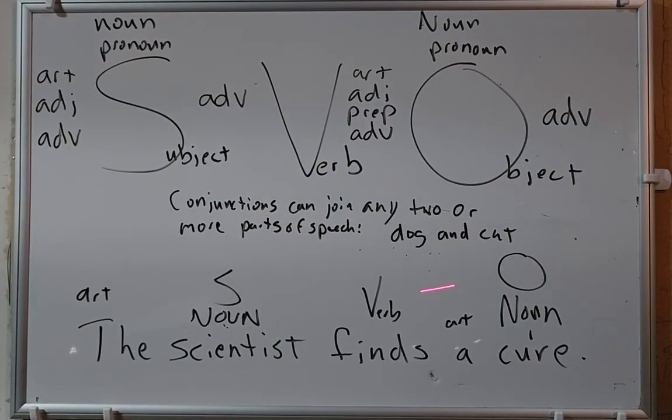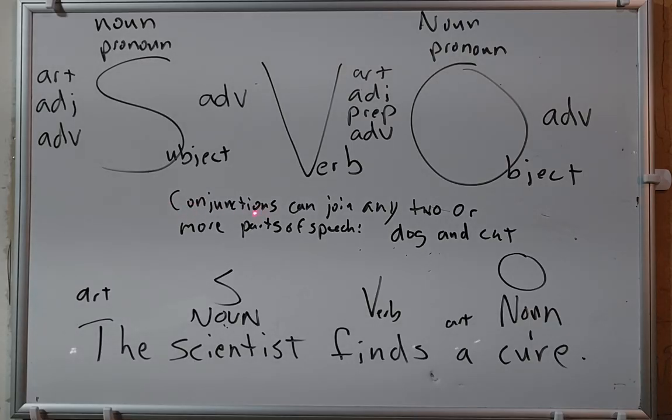So this is grammar. This is a sentence. Of course, it's a simple sentence, but guess what? All sentences are made like this. All sentences must contain one of these. And if you make a more complicated sentence, it will have two or more of these combined together.